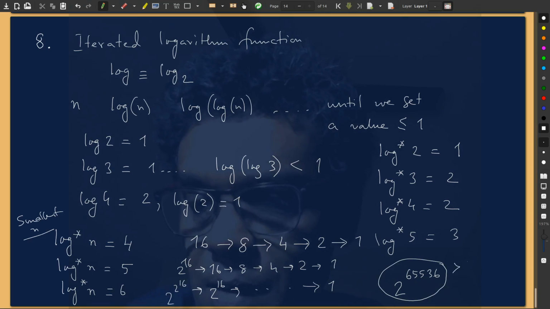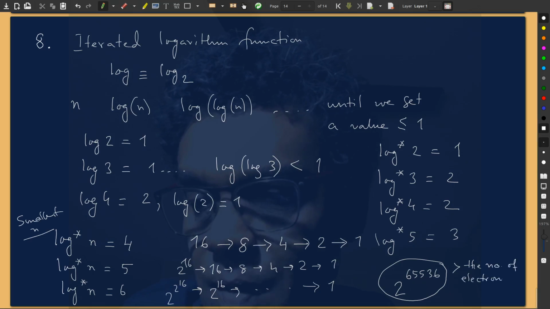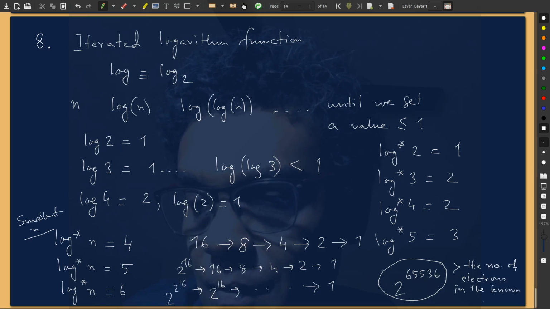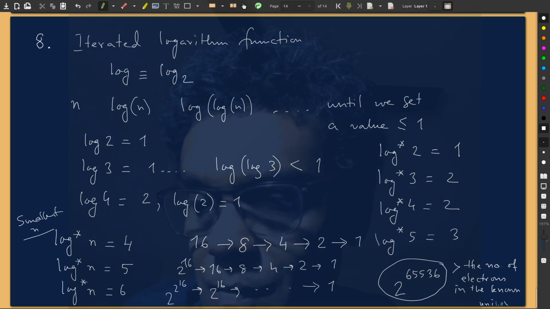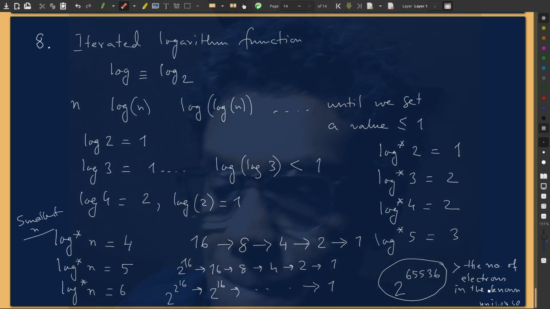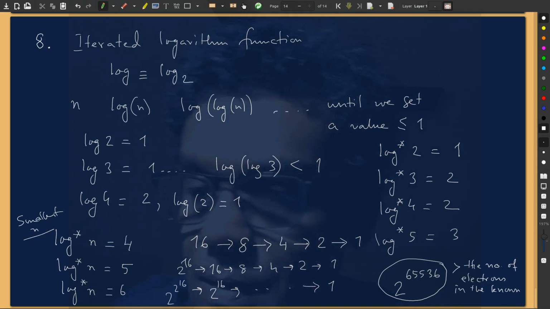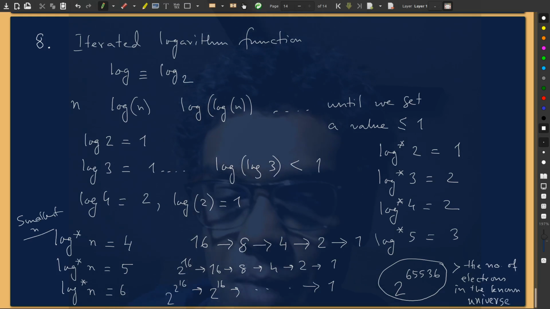This is greater than, for example, the number of electrons in the known universe. Sorry, maybe I write it a little more neatly. Number of atoms, number of electrons, whatever you say. So it's a huge number.